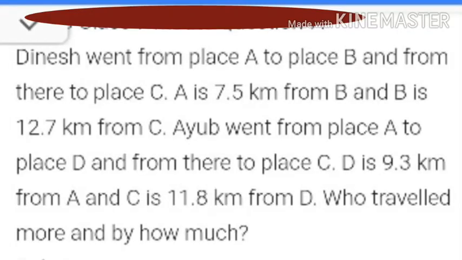Dinesh went from place A to place B and from there to place C. A is 7.5 km from B and B is 12.7 km from C. Ayub went from place A to place D and from there to place C. D is 9.3 km from A and C is 11.8 km from D. Who travelled more, and by how much?